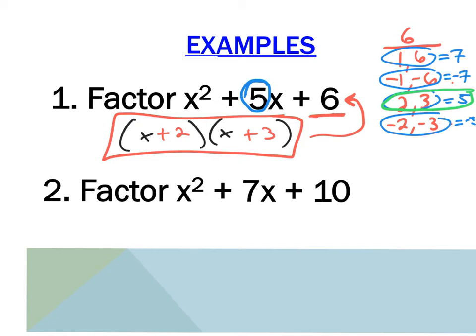Let's take a look at the next one down. So it says x squared plus 7x plus 10. So again, our first step is to look at factors of positive 10.